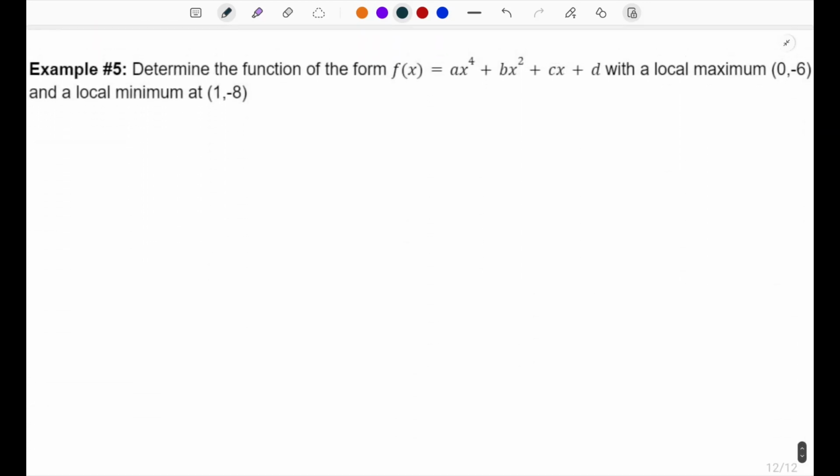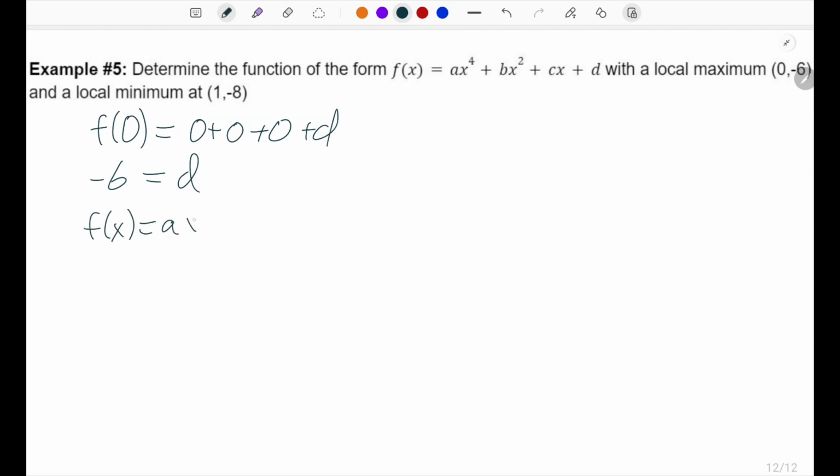One last example. So we've got the function ax to the 4 plus bx squared plus cx plus d. Okay, a whole lot of variables there. And we know that it has a local max and a local min at (1, -8) and (0, -6). So we've got some points. What we can do if we want to figure out these coefficients is plug the points into the function. So f of 0, well, it's just going to be 0 plus 0 plus 0, d basically. And we know that that is equal to -6. So d must be -6.